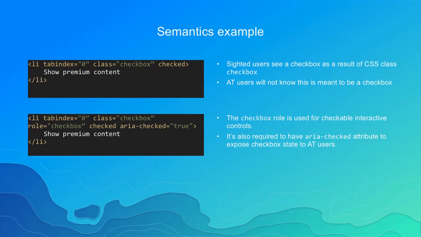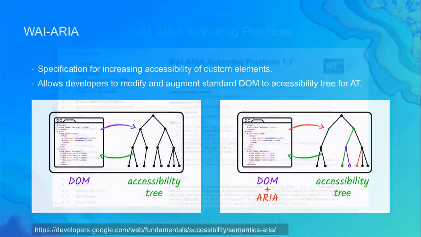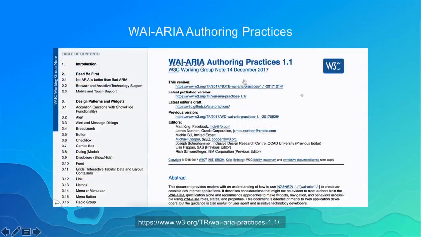ARIA lets us enhance the HTML DOM elements with special attributes that give more information to the screen reader. So in the second example, we're saying, hey, screen reader, I know this thing's a list item, but we have this aria-checked attribute, and we have this role of checkbox. So now you know that this thing is a checkbox. It enhances that element and provides additional information to the screen reader.